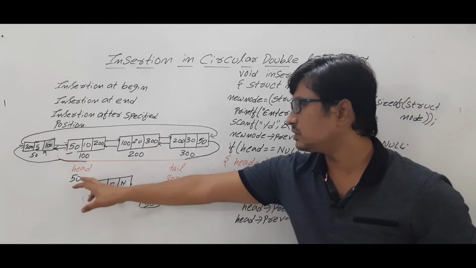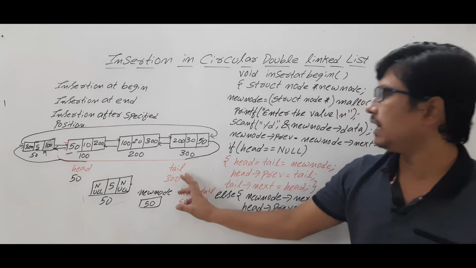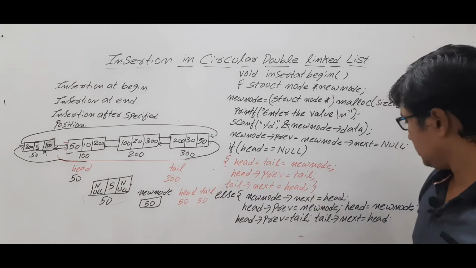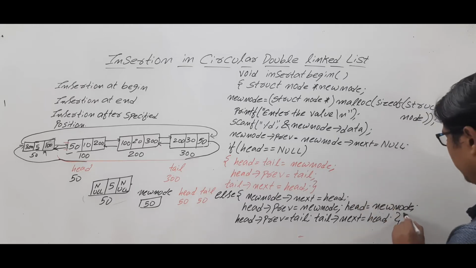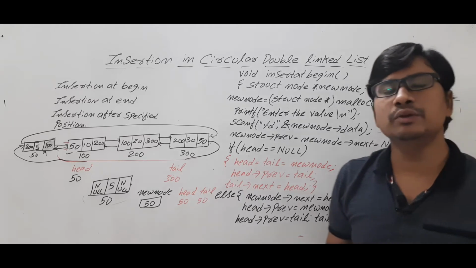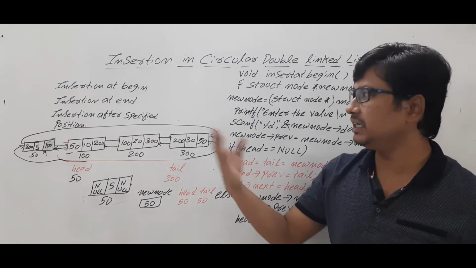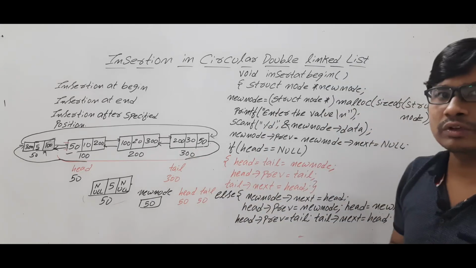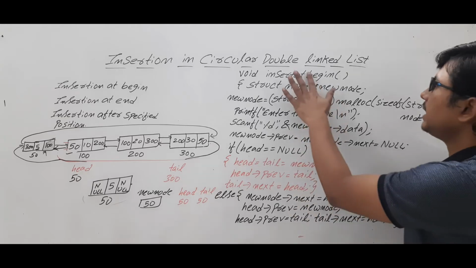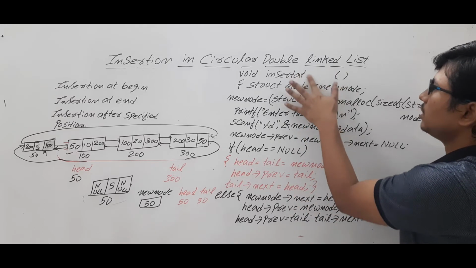Okay. And now still look at head is pointing to the first node and tail is pointing to the last node. So we are done with the else block and we are done with the function. So this is the way we will insert a new node at the beginning in a circular double linked list. Now let me discuss how can we perform insertion at the end. Let me erase this one.